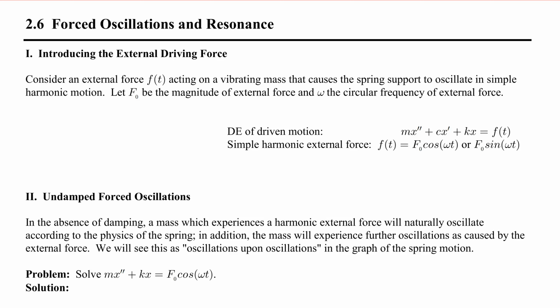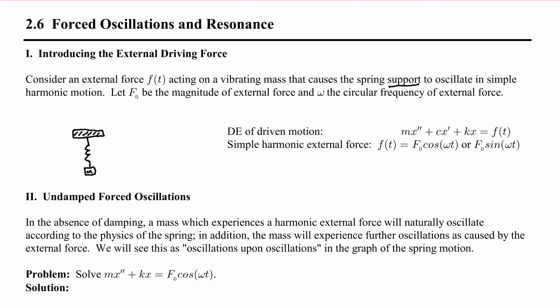Consider an external force, F of t, acting on a vibrating mass that causes the spring support to oscillate in simple harmonic motion. So let's consider our setup. We're going to start with a base, and to this base we'll attach a spring, and on the end of the spring we're going to hang a mass. We'll call that mass M.